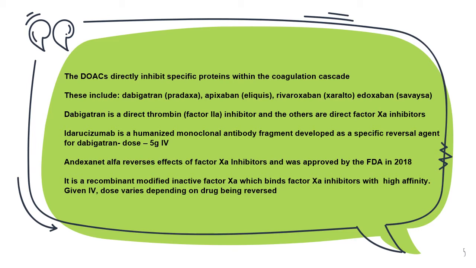Andexanet alfa reverses the effects of activated factor X inhibitors and was approved by the FDA in 2018. It is a recombinant modified inactivated factor Xa, which binds factor Xa inhibitors with high affinity. It is given IV and the dose varies depending upon the drug being reversed.